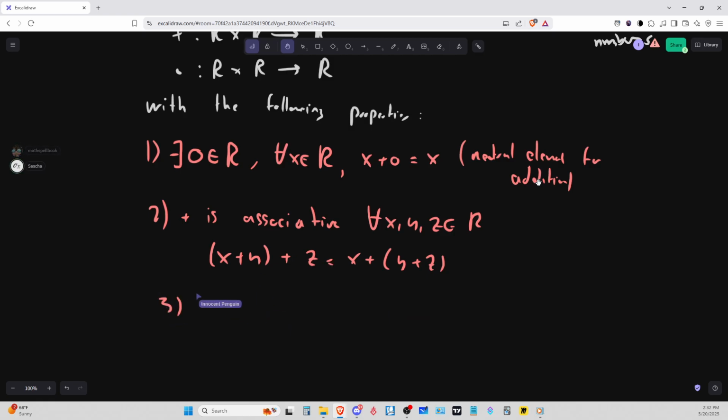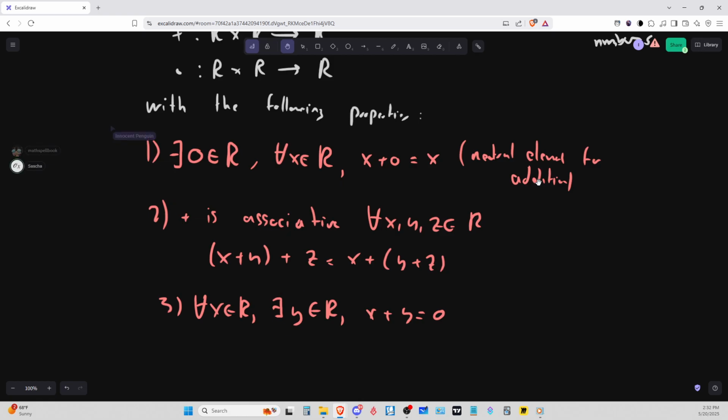So what's the third one? We want every x inside of R to have an additive inverse. So for all x inside of R, there exists a y inside of R such that x plus y is equal to the neutral element 0.